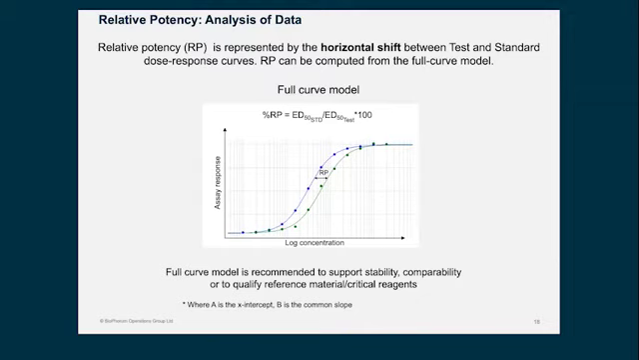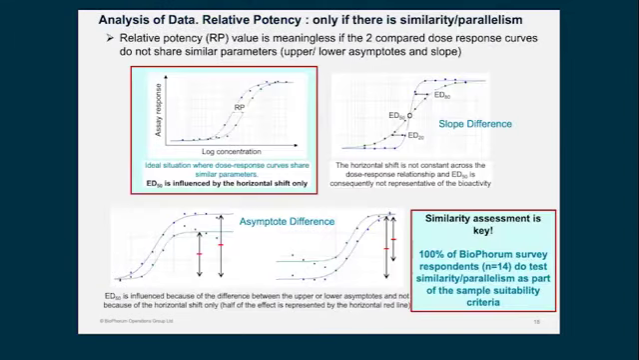The recommendation of USP is to consider the full curve model compared to only considering the linear part. If you go to the next slide, in that slide, we define the key concept in analyzing a relative potency value as part of the similarity assumption. So in other words, the relative potency value would be meaningless if the 2 compared dose response relationships do not share the same parameters. So by same parameter, I mean the asymptotes and the slope.